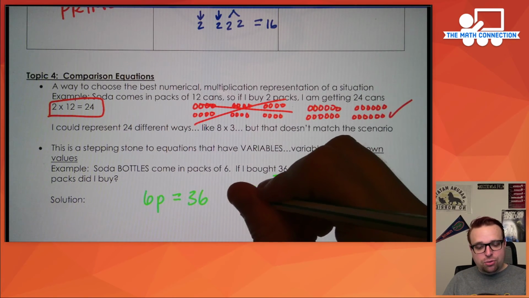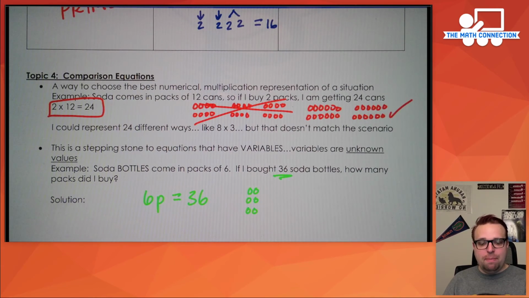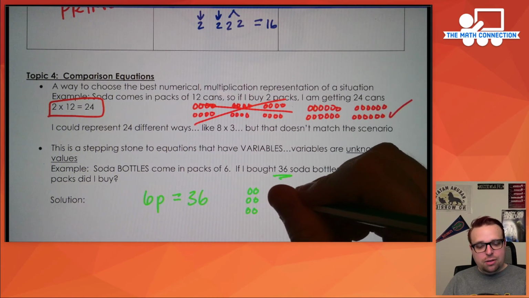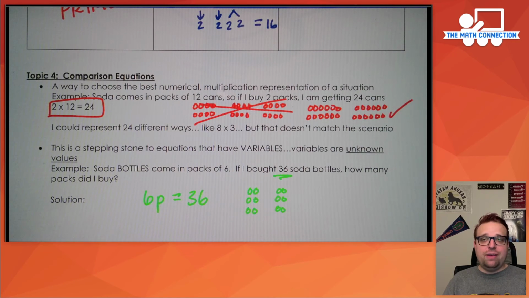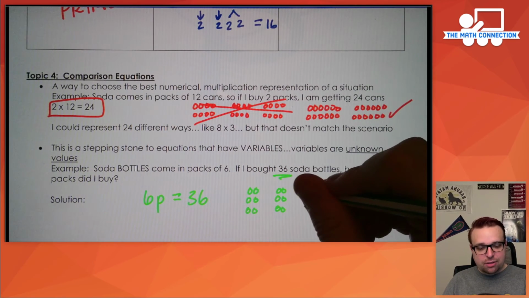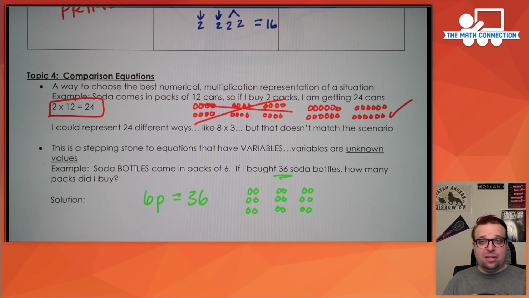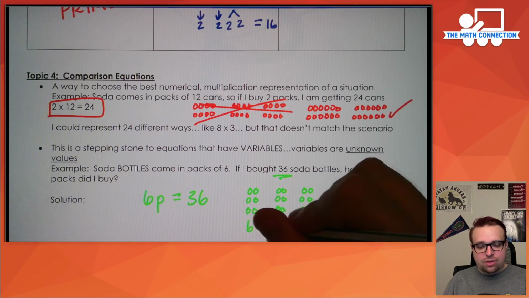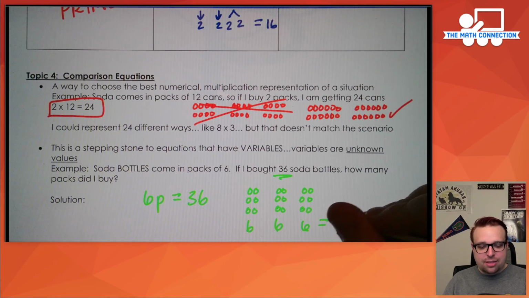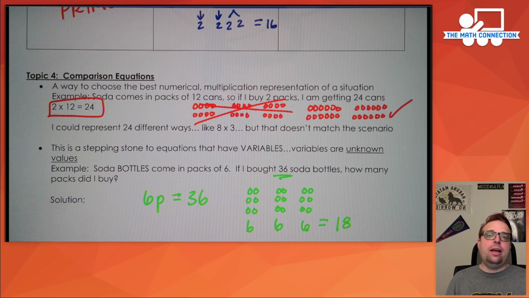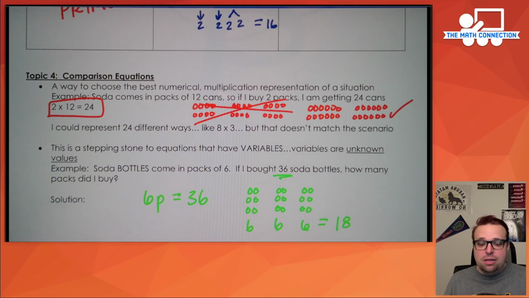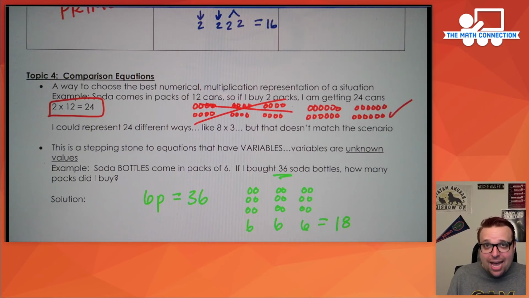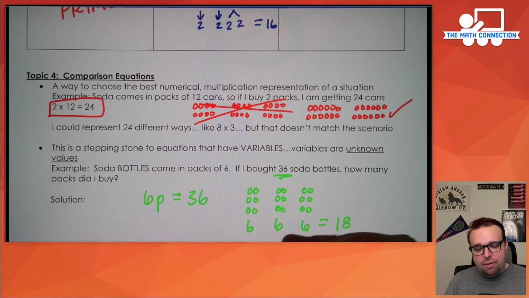So 1, 2, 3, 4, 5, 6, that's 1 pack. 1, 2, 3, 4, 5, 6 again is another pack. Okay, that's another pack. How many bottles of soda am I up to here? This is 6. This is another 6, and this is another 6. This makes 18. I'm not there yet. 18 is not 36. So I know I at least bought 3 packs. I just don't know how many more than that.